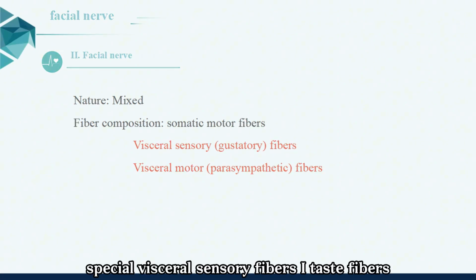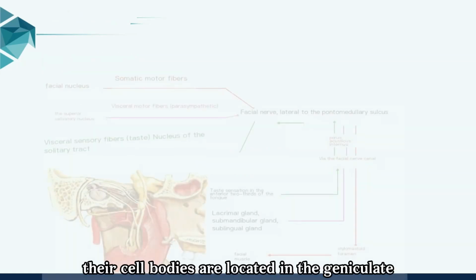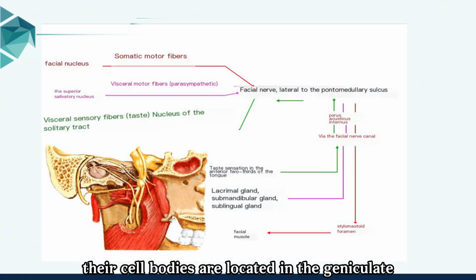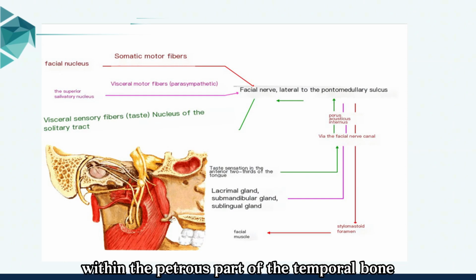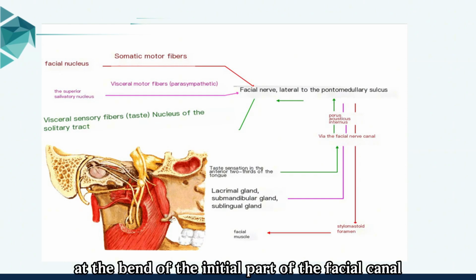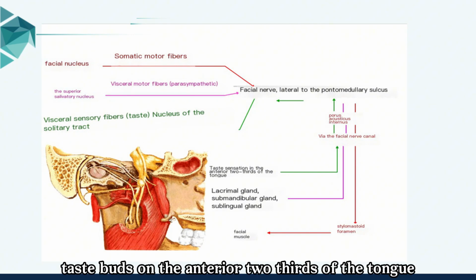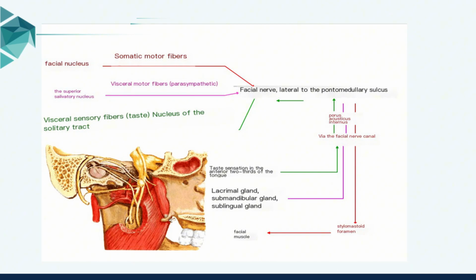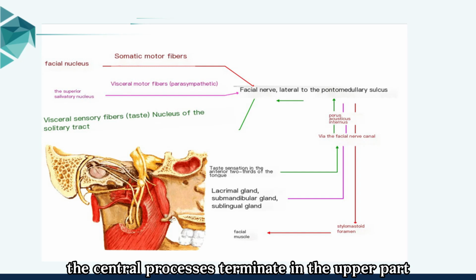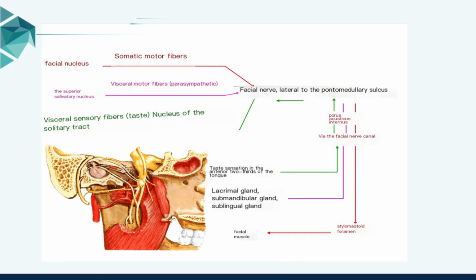Special visceral sensory fibers, i.e., taste fibers. Their cell bodies are located in the geniculate ganglion, within the petrous part of the temporal bone at the bend of the initial part of the facial canal. The peripheral processes distribute to the taste buds on the anterior 2/3 of the tongue. The central processes terminate in the upper part of the nucleus of the solitary tract within the brainstem.